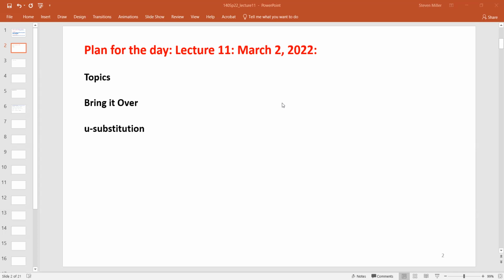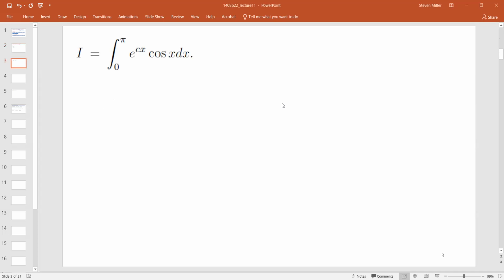So let's talk about the bring it over method. Here we have the following integral, e to the cx times cosine x dx. Does anybody have any thoughts about how we might want to integrate this?